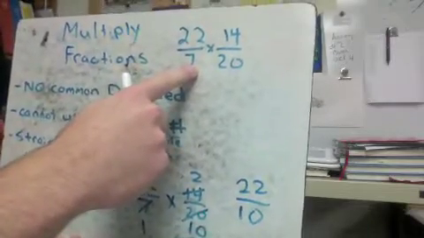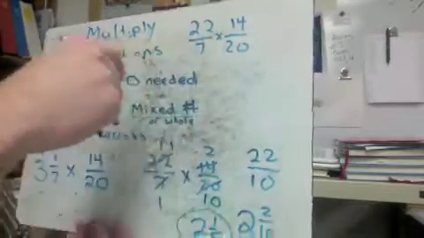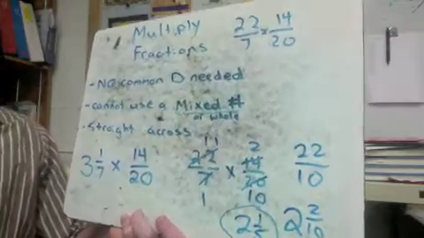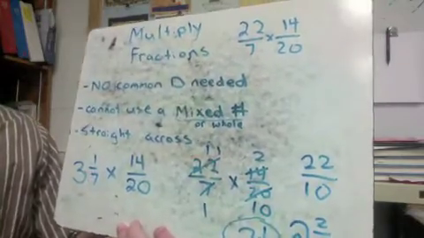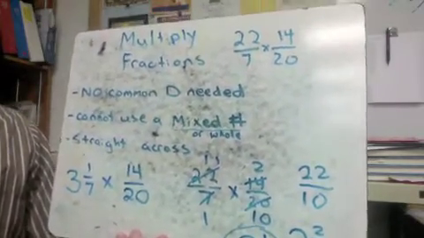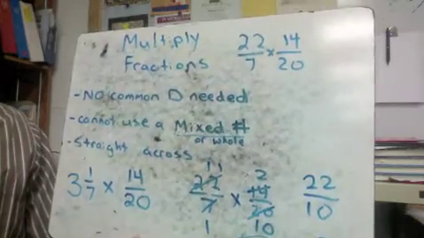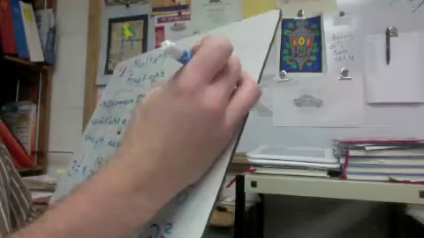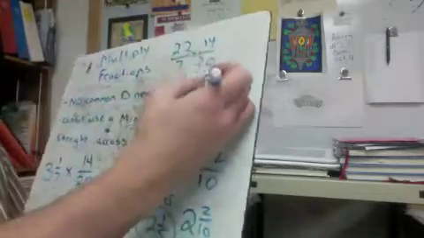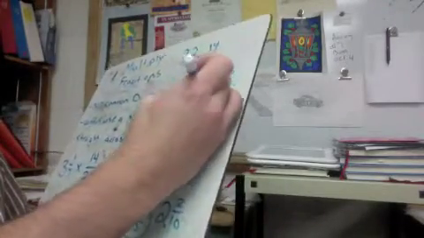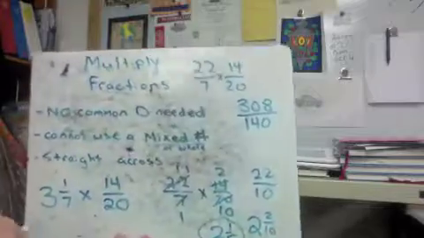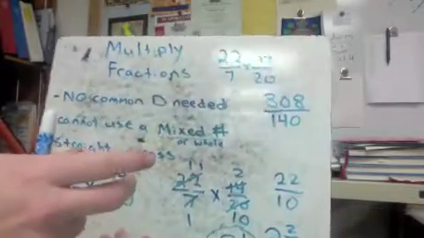Now, let's go to the one up here in case you didn't do this. Okay, 22 times 14. So you're going to have some bigger numbers that you're going to be starting with here. Okay, so 22 times 14, and we can still make this work. 22 times 14 is 308. 7 times 20 I know is 140. Okay, so now the problem is a little bit bigger.